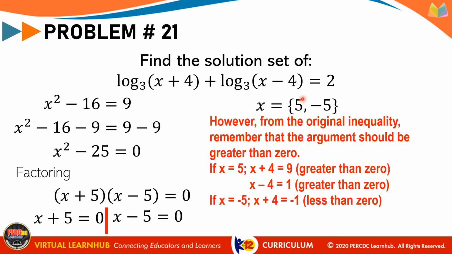However, if we use x equals negative 5 and substitute it to x plus 4, we will have negative 5 plus 4, and that is equal to negative 1, which is less than 0. And using this value in x minus 4, we will have negative 5 minus 4, and that is negative 9, which is still less than 0. Therefore, it does not satisfy. We will not consider negative 5. Therefore, it will leave us with x equals 5.